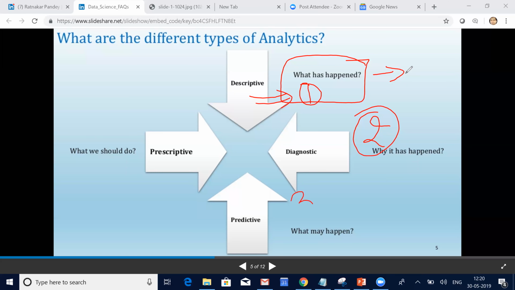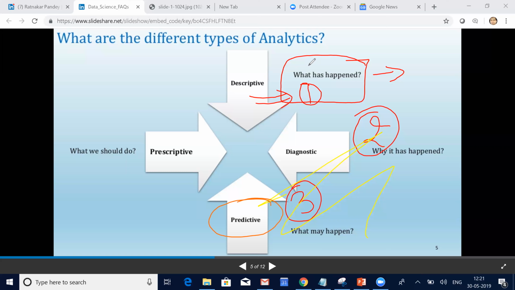The third area is that, okay, not only can you tell what has happened and why it has happened, but what may happen in the future also. This is the example I was talking about, that there are 15 employees who left the company. That was the descriptive statistics. Why they left the company? 4 of those employees left because they were not happy with the salary. 3 of those employees left because they were not happy with their boss and so on. That is the why part, right? Now, in the last part, you're saying, okay, what may happen? Who are the employees who are at risk of leaving the company? And that is what we call predictive analytics.